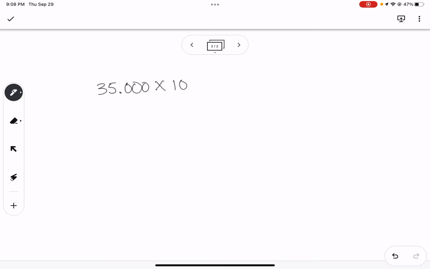What happens when we multiply it by 10? And that's where your calculator is going to come in. What happens when you multiply 35 by 10? What do you get? What happens when you multiply it by 100? What do you get? And lastly, what happens when you multiply it by 1,000? What do you get?